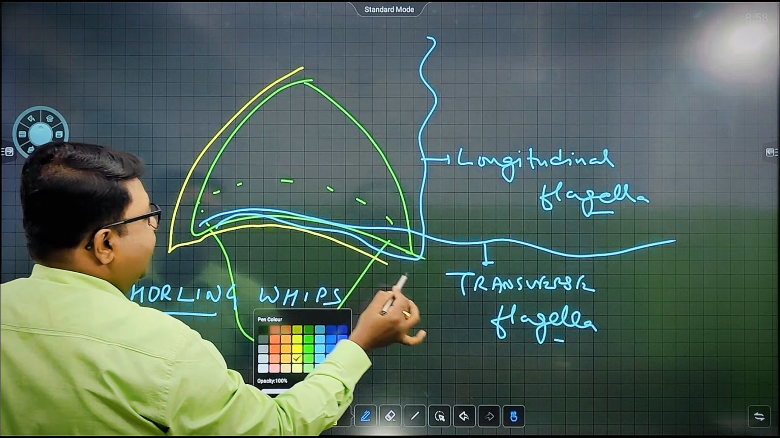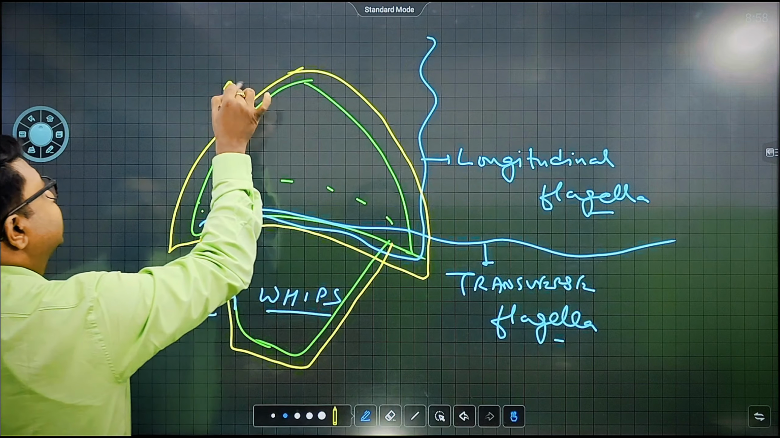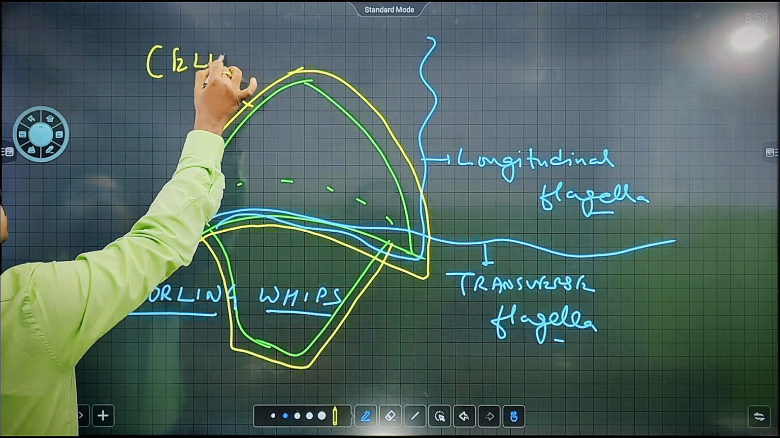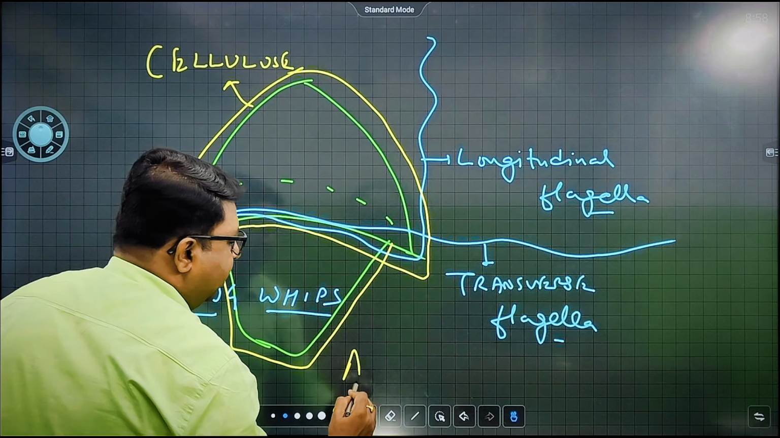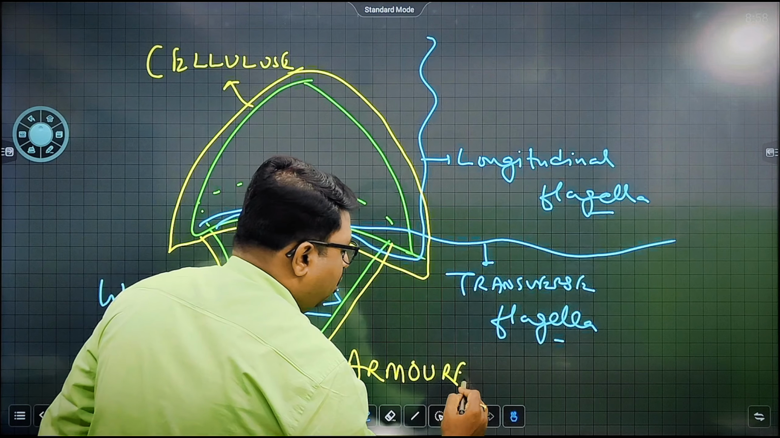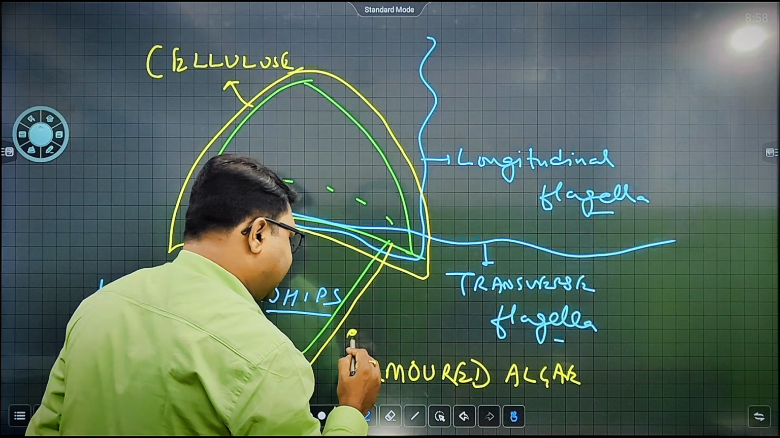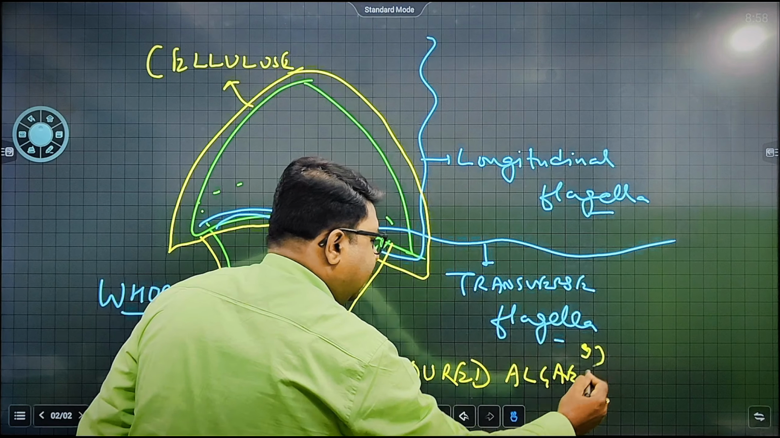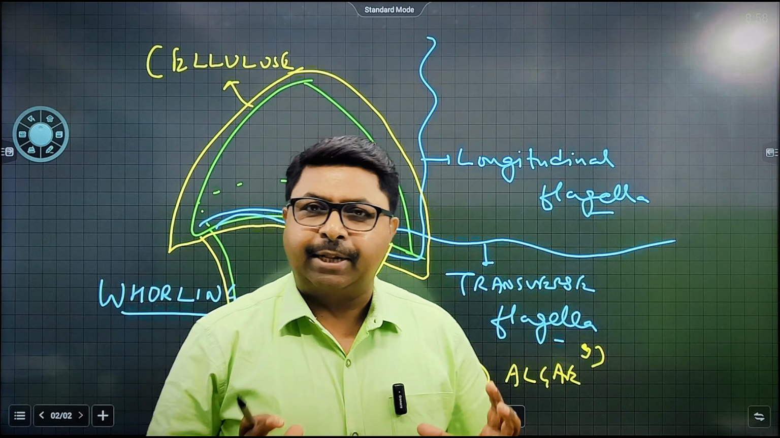Now they are made up of what? Cell wall. And this cell wall, इतना cell wall बना किससे है? The cell wall is made up of cellulose and they are very tough, and that's why they look like what? लगता है कि वो armored है. So we call it as armored algae. इसका नाम क्या हो गया? Armored algae, because it is made up of the cell wall which is made up of cellulose.